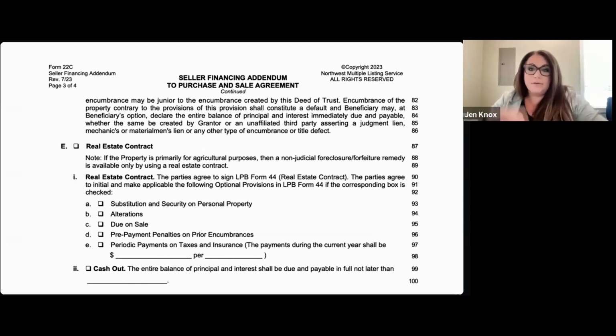It's still not an overnight thing. It's still going to take all the legal ways of doing it, but there is a faster path to possessing the seller's property back should those payments stop. Cash out is also your end date. This means at the very end date, this is when the property must be paid in full, and that can be negotiated in that bullet point down below.